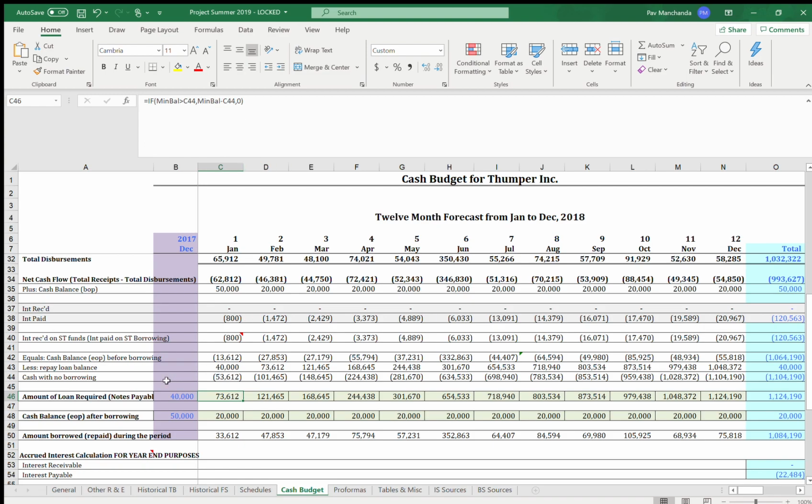So the example here, this formula is checking this number, row 44, to see if it's under the minimum balance. Right now you have the minimum balance at 20,000. It shows that you have a balance of negative 53,000. So what this is doing is calculating the amount that you need to achieve the minimum balance. So again, it's borrowing 73,612 so that you can have a minimum balance of $20,000. That makes sense? Hopefully it does.